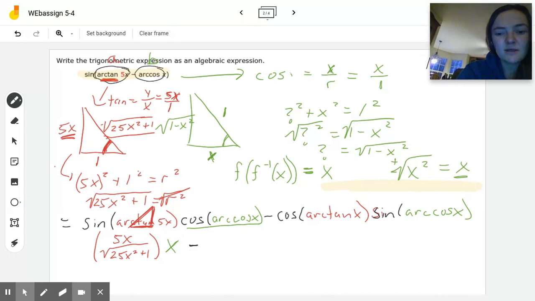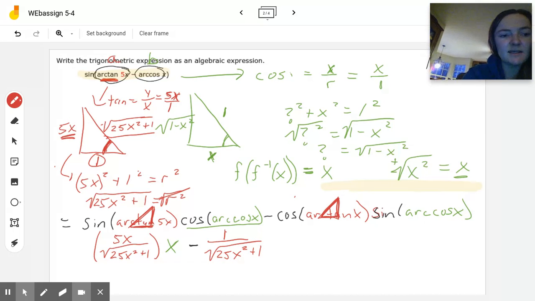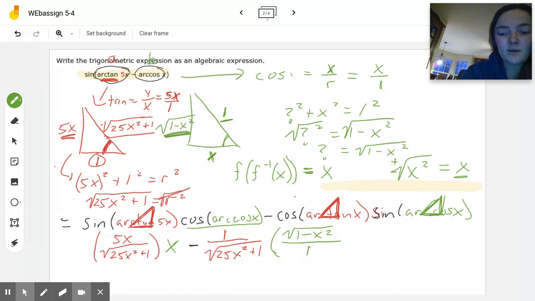All right, minus cosine of arctangent. Once again, that's red. So what's cosine of the triangle? Cosine is equal to adjacent over hypotenuse. So I'm going to say 1 over the square root of 25x squared plus 1. And then sine of arc cosine. Okay, so I want to know what's sine of the green triangle. Sine is equal to opposite over hypotenuse. And so this is going to be equal to the square root of 1 minus x squared, that's the opposite, over the hypotenuse.